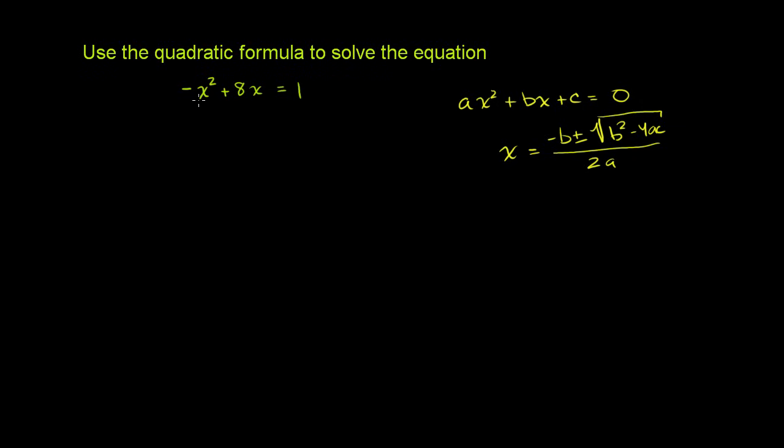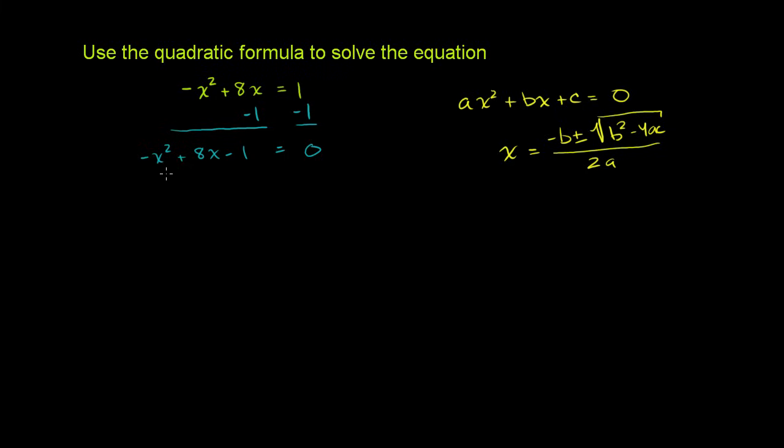So the first thing we have to do for this equation right here is to put it in this form. On one side of the equation, we have a negative x squared plus 8x. So that looks like the first two terms. But our constant's on the other side. So let's get the constant onto the left-hand side and get a 0 on the right-hand side. So let's subtract 1 from both sides of this equation. The left-hand side will become negative x squared plus 8x minus 1. And then the right-hand side, 1 minus 1 is 0.